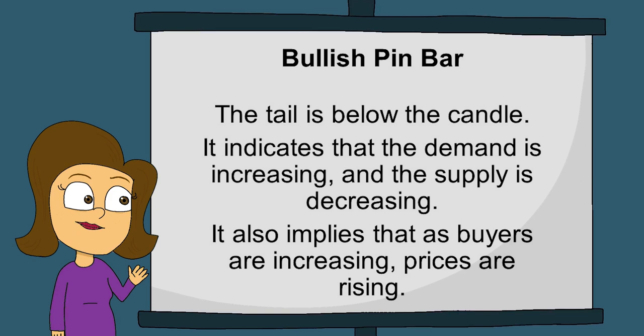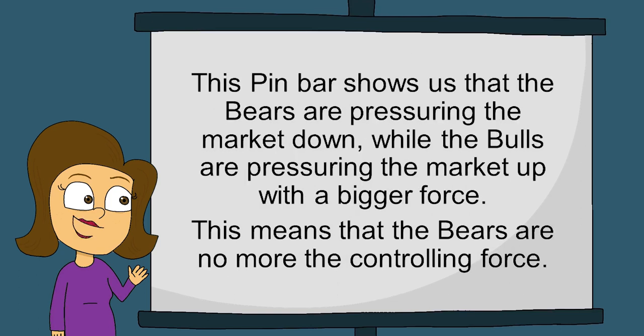The bullish pin bar. With the bullish pin bar, the tail is below the candle. It indicates that the demand is increasing and the supply is decreasing. It also implies that as buyers are increasing, prices are rising. This pin bar shows us that the bears are pushing the market down, while the bulls are pushing the market up with a bigger force. This means that the bears are no more the controlling force.